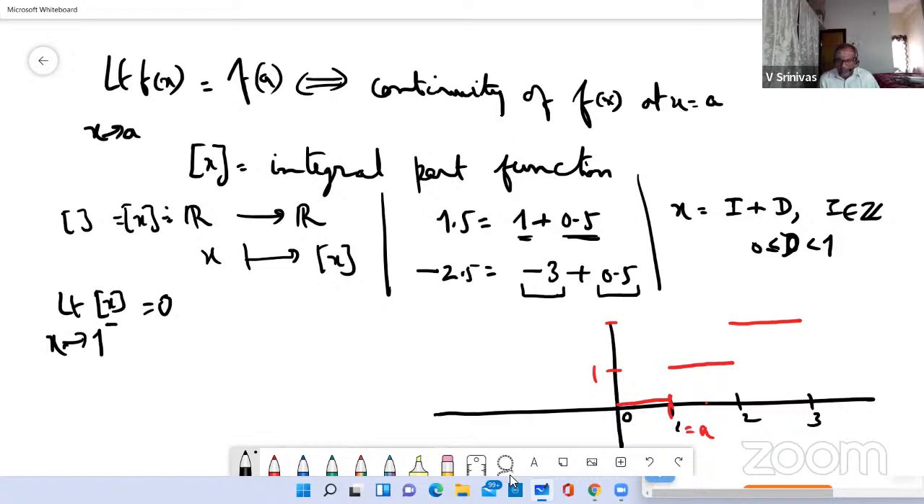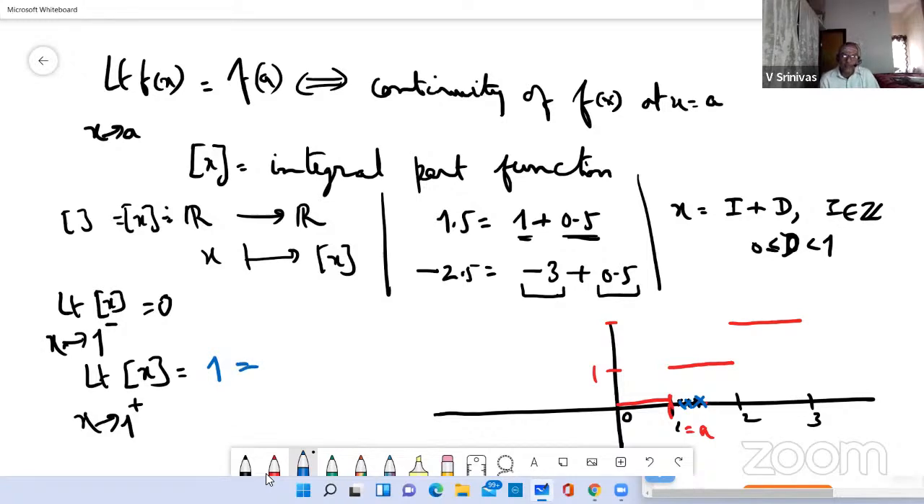Okay, and if I take the right hand limit at 1, that will be 1. So the limit of the integral part function as x goes to 1 from the right hand side, plus, I am approaching 1 from the right hand side, from this side. And the integral part values approach what? 1. If x is here, the integral part is 1. So the limit will be 1. So at 1, the right hand limit will be 1 and the left hand limit will be 0.